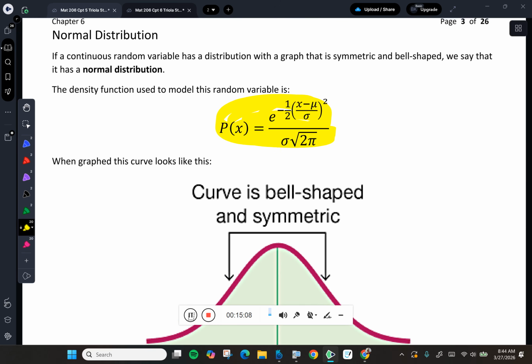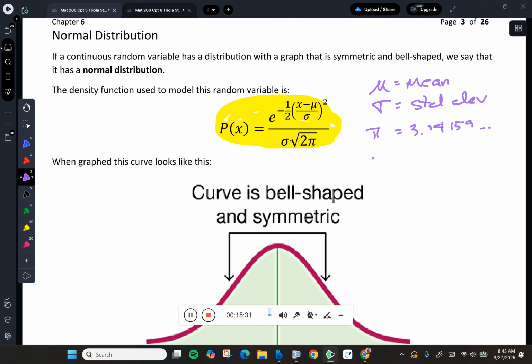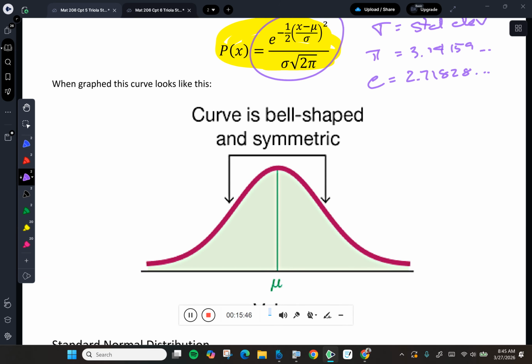Now, I know what you're thinking. You're looking at that and going, holy cow, that is a hot mess. Yes, it is. You know some of these things, right? Mu, that's our mean. Sigma, that's our standard deviation. Pi, that's that 3.14159 number. E, 2.71828, kind of like pi. It's a transcendental number that goes on forever. And then if you put all those numbers into this formula, you get something that looks like this. You get this bell-shaped symmetric curve.